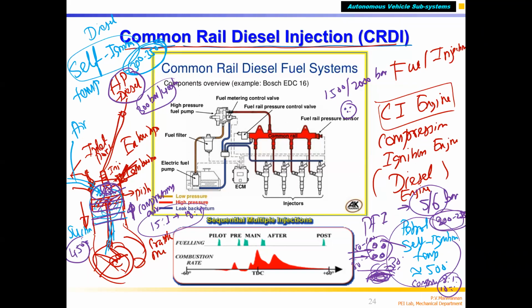Now inject the fuel at very high pressure, correct? Compared to 5 to 10 bar in port fuel injection, and the GDI engine, gasoline direct injection engine, correct? We didn't have time to talk about it, I'll pass over it with you. There we inject the fuel directly inside the combustion chamber in the order of 30 to 40 bar or 25 to 30 bar. Compared to that, diesel fuel is 1,500 bar, correct?